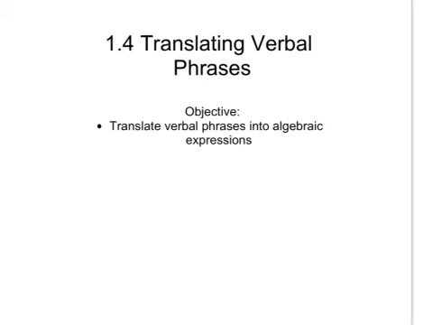This is section 1, lesson 4, translating verbal phrases. Verbal phrases are things that are in words. Your one objective today is to translate verbal phrases into algebraic expressions. Again, algebraic expressions are letters, numbers, and symbols. So we're going to take words and put them into algebra. Alright, let's get rocking and rolling.